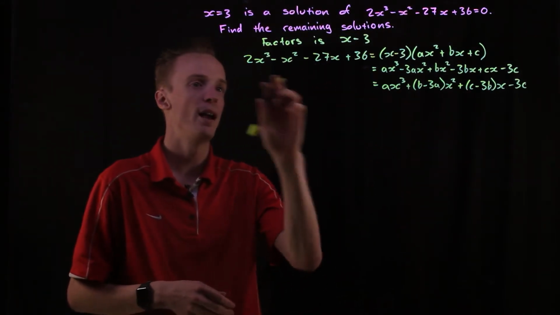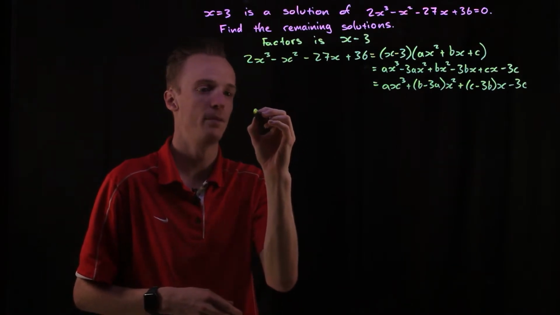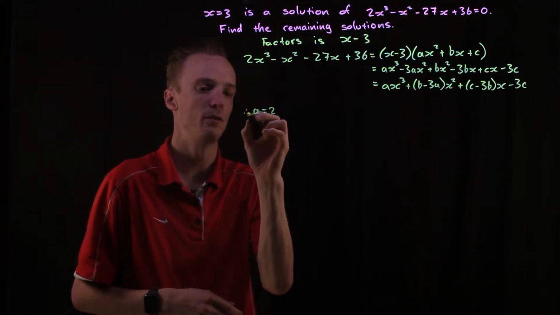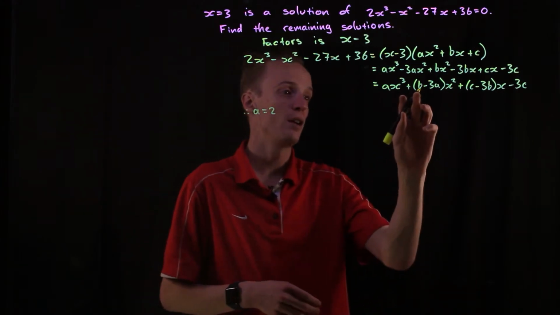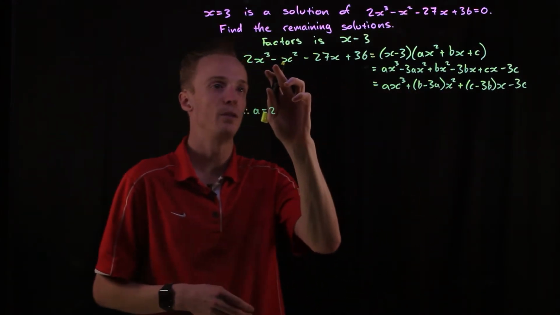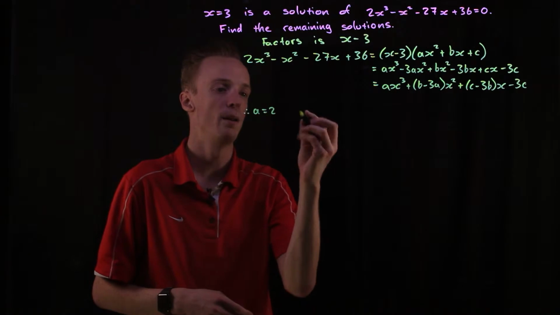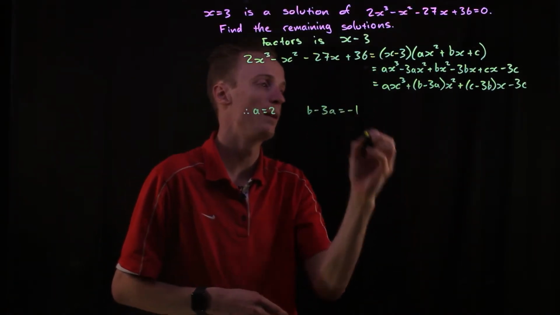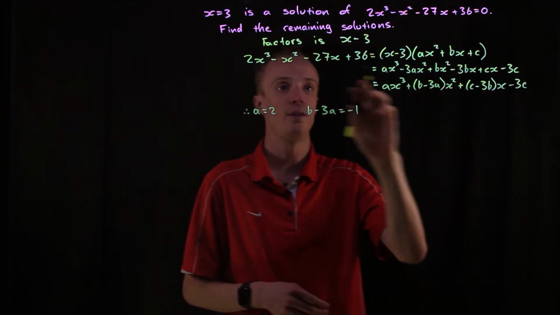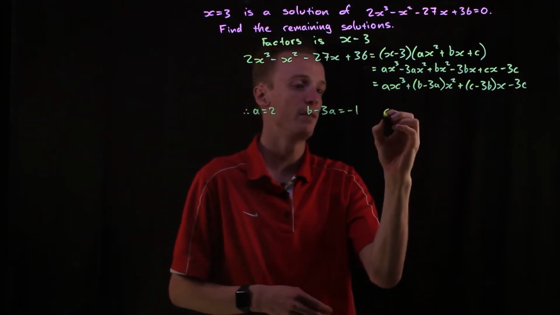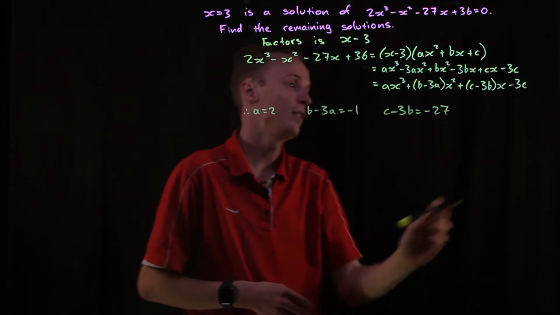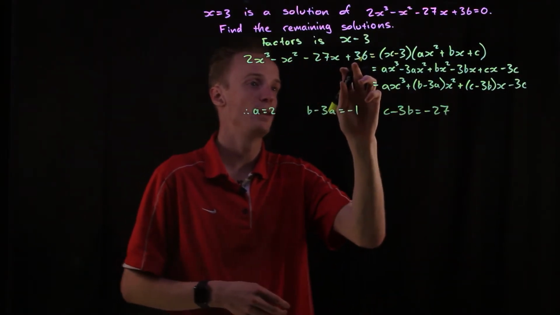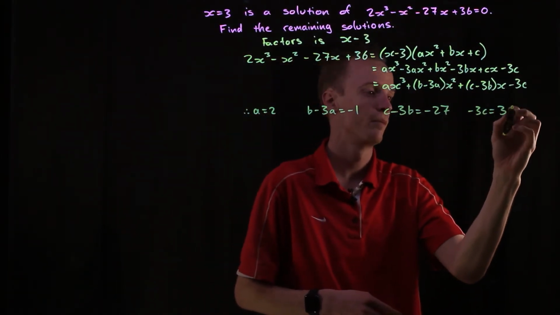I know that my a must equal this 2 over here. So the a must be equal to 2, for we determined what a is. I know that this b minus 3a must be equal to the coefficient of x squared, so negative 1. So the b minus 3a must equal negative 1. I know that the c minus 3b must equal negative 27. And I know that the negative 3c must be equal to 36.